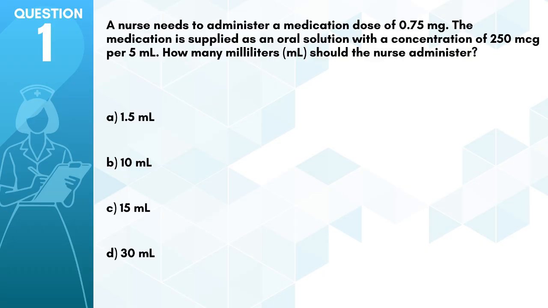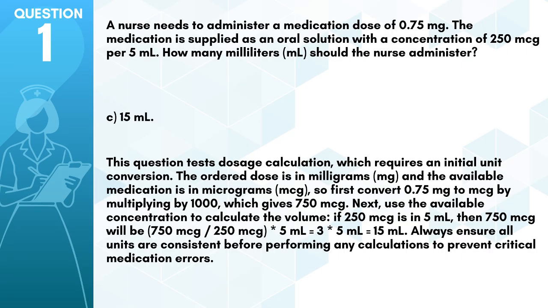A. 1.5 milliliters. B. 10 milliliters. C. 15 milliliters. D. 30 milliliters. Answer: C. 15 milliliters. This question tests dosage calculation, which requires an initial unit conversion.